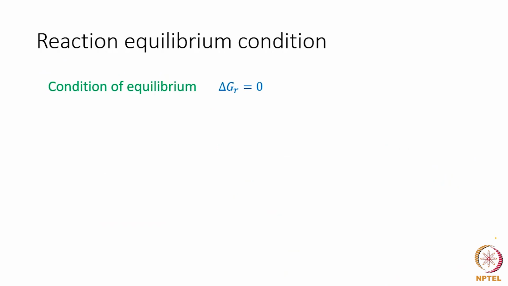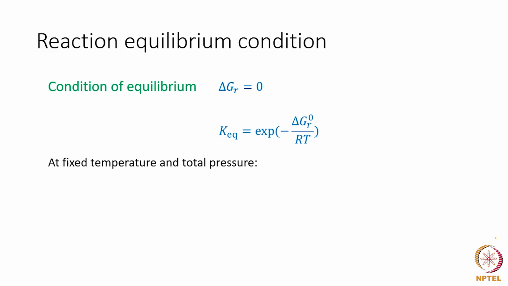So the condition of equilibrium is then written as delta GR is equal to 0, or the affinity of the reaction is 0, and it is also the same as writing K equilibrium, or reaction constant K equilibrium, is exponential minus delta G naught R by RT, where delta G naught R is the standard affinity of the reaction. And at fixed temperature and total pressure, we can then also say that it is the same as saying A square CO2 by A square CO into AO2 is equal to constant.